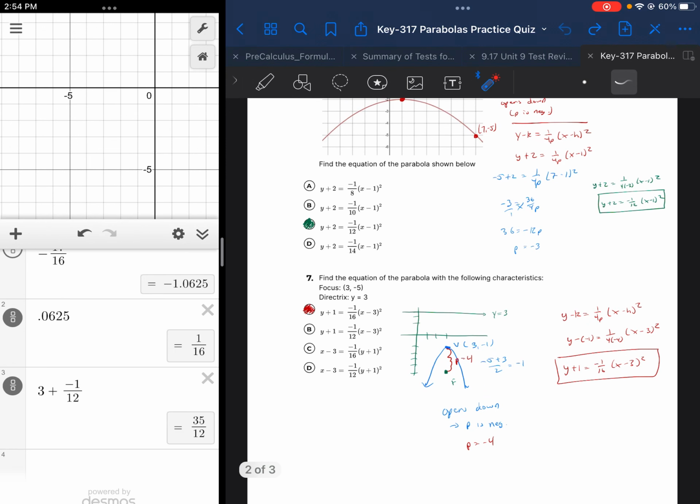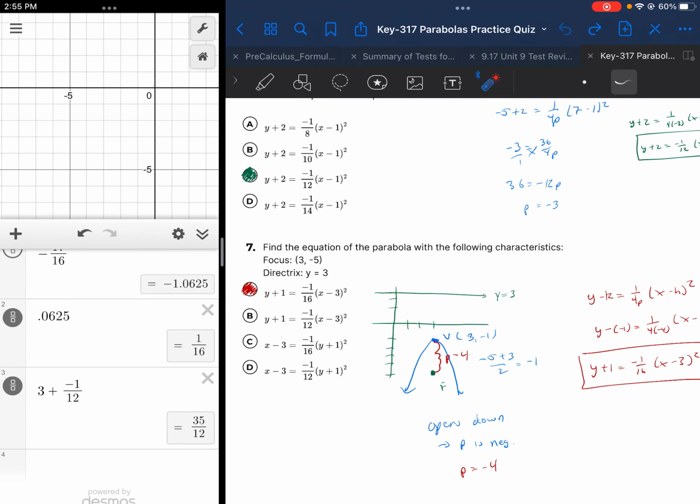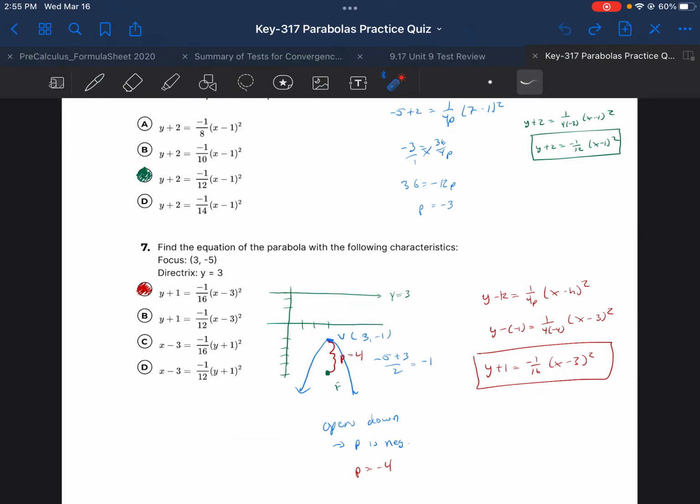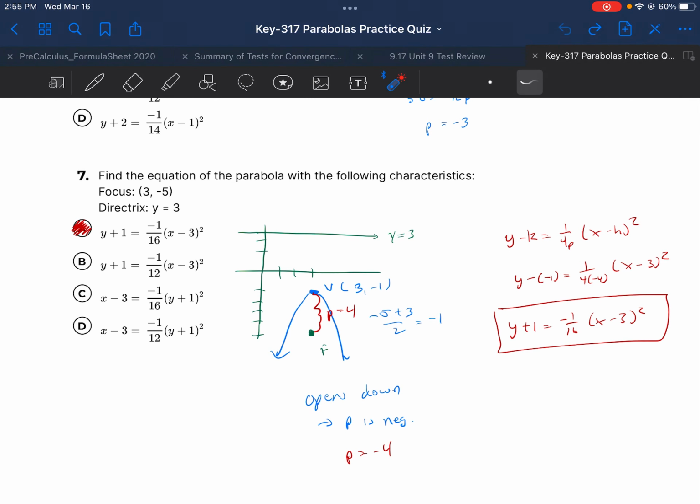All right, moving on to number 7. Find the equation of the parabola with the following characteristics. Your focus is (3, -5). Your directrix is y equals 3. So we've done a few examples in class of this now. This is a pretty important type of example to look at. Let me get some more space here. So let's build a sketch first.